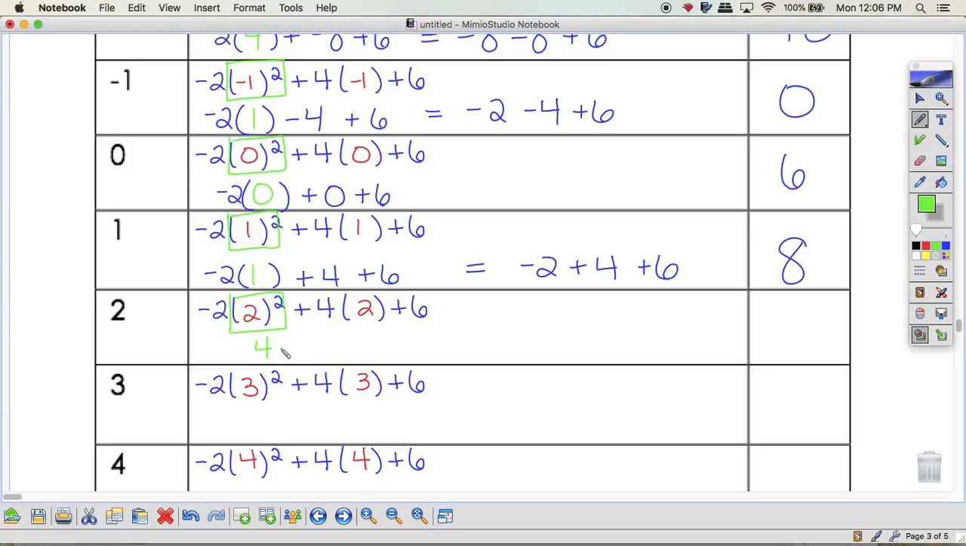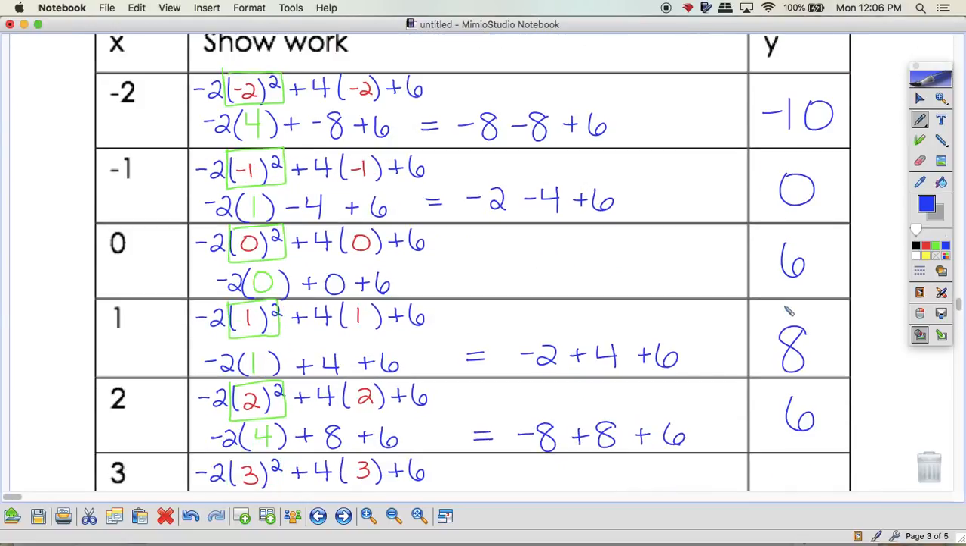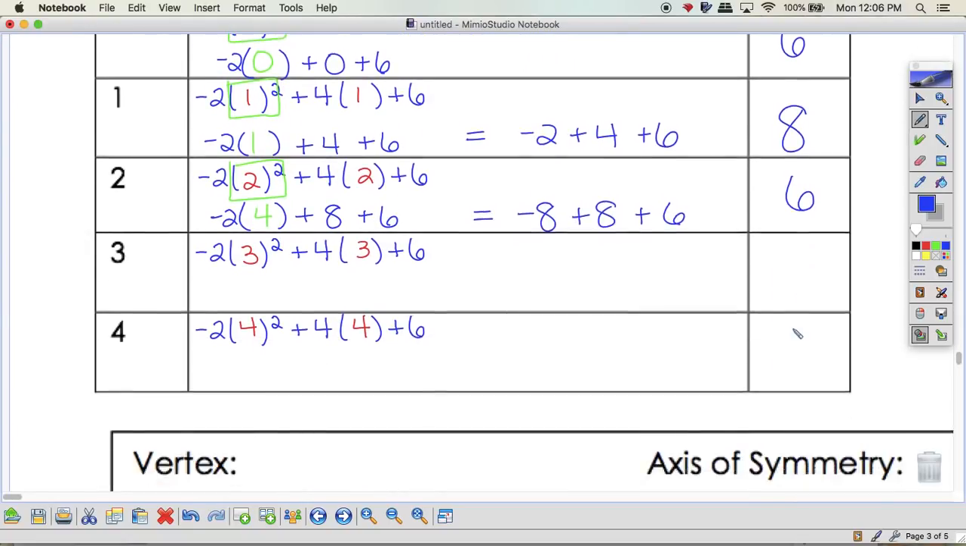2 squared is 4. Make sure we are doing the exponents first. Negative 2 times 4 plus 8 plus 6 is negative 8 plus 8 plus 6. That cancels out to give me 6. You should notice we already had a 6. So what do you think the next one is going to be? Let's see.